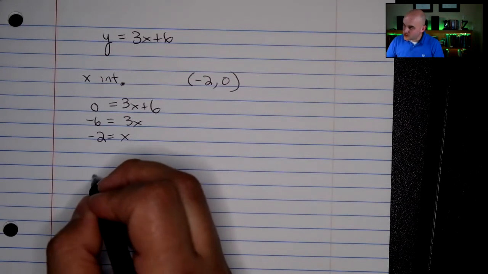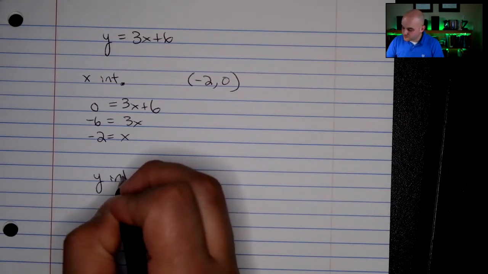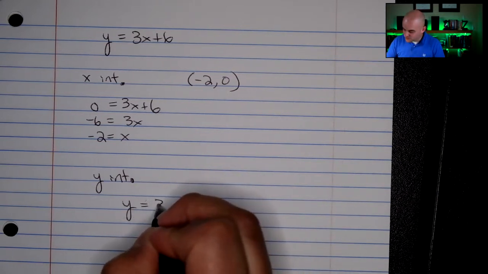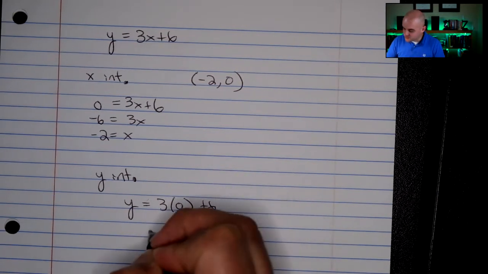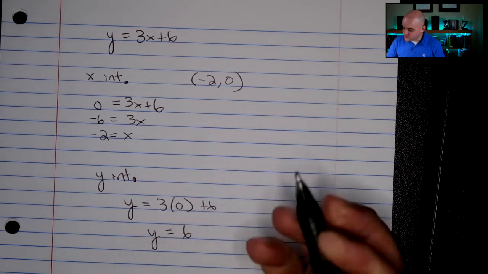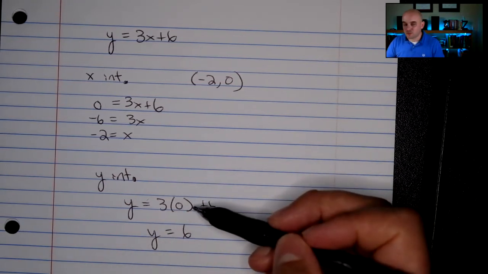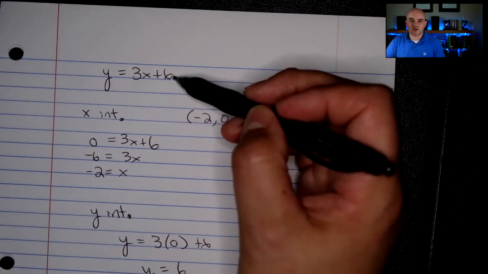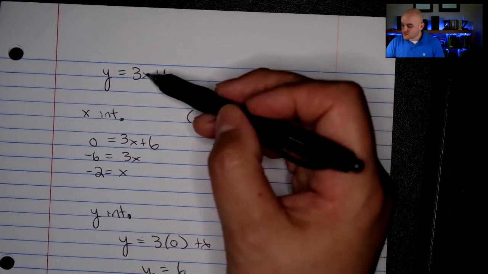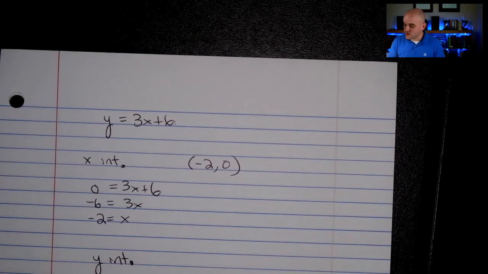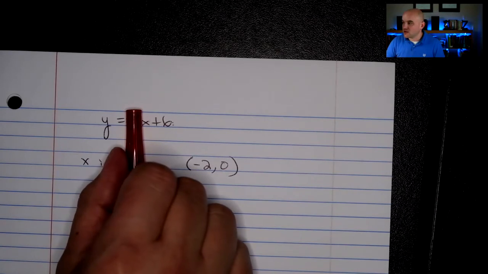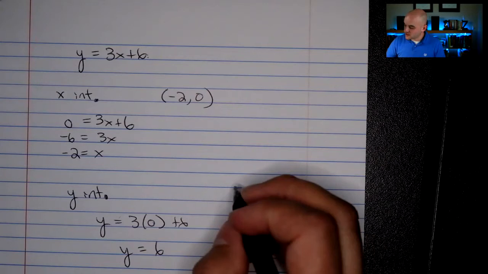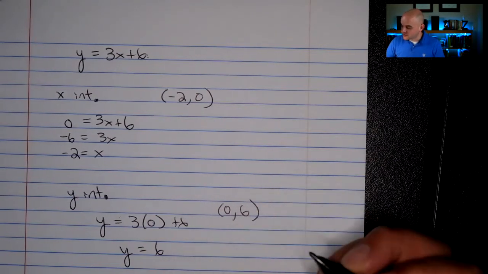For the y-intercept, we're going to put 0 in for x, so we get 3 times 0 plus 6, or y equals 6. And this kind of shows why the slope-intercept form works the way it does. Remember how we would say that b value in y equals mx plus b equals the y-intercept? It's because when you put 0 in for x here, it just makes that go away, and you see what your y-intercept is. So when x equals 0, y equals 6.